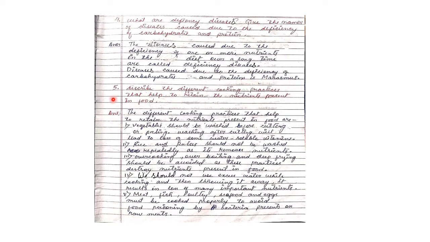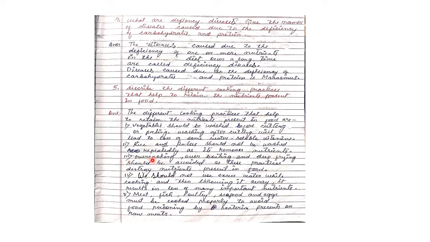And now the last one, number 5. Describe the different cooking practices that help to retain the nutrients present in food. The different cooking practices that help to retain the nutrients present in food are: number 1, vegetables should be washed before cutting or peeling. Washing after cutting will lead to loss of some water soluble vitamins. Number 2, rice and pulses should not be washed repeatedly as it removes nutrients.